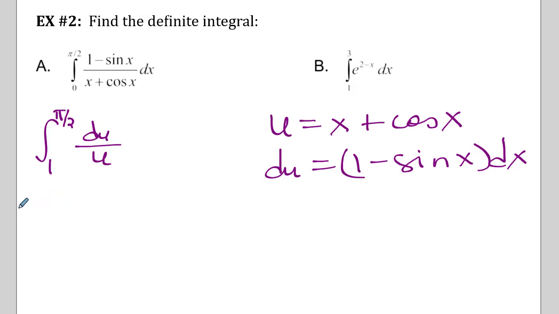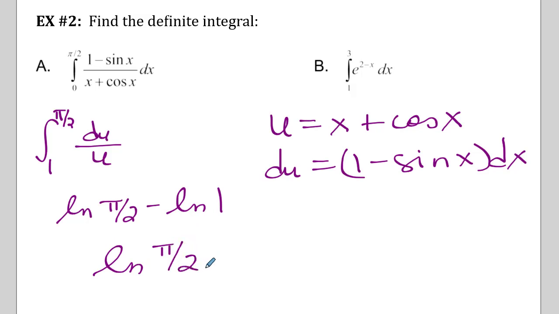Okay, and when we do that, we get natural log of the absolute value of u. But of course, we can already see that both of these numbers are positive, so we don't have to worry about that. So it's going to be natural log of pi over 2 minus natural log of 1. Well, natural log of 1 is 0, so our final answer is just natural log of pi over 2.